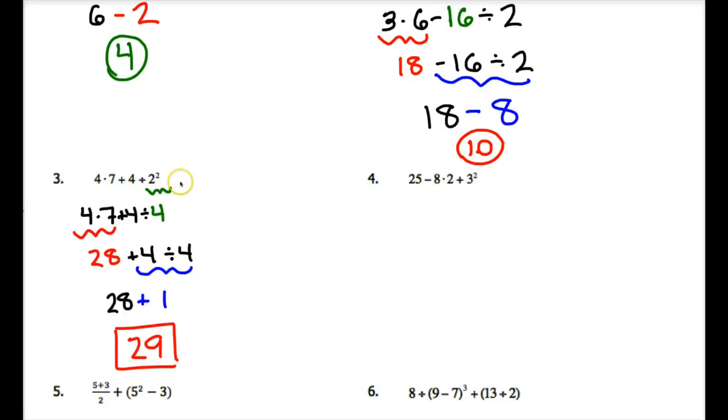So the first thing you should have done was your exponents. You have a 2 squared down here at the end. 2 squared is the same thing as 2 times 2, which is 4. So you get 4 times 7 plus 4 divided by 4.